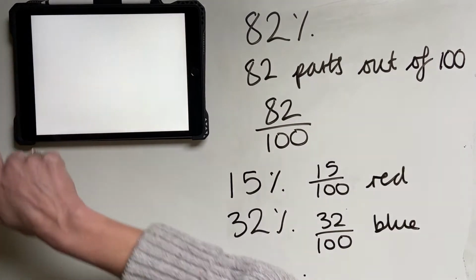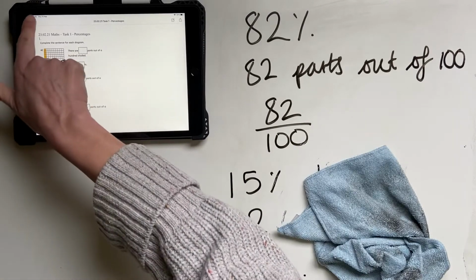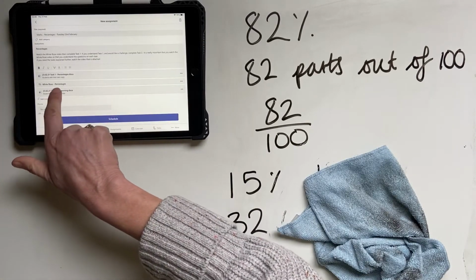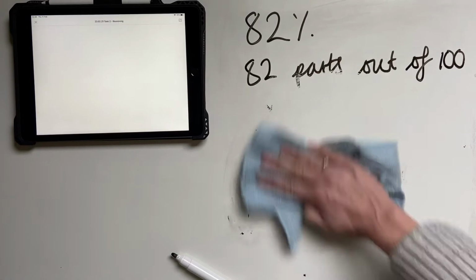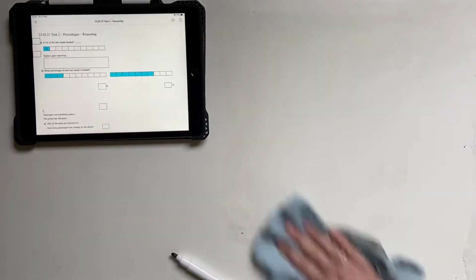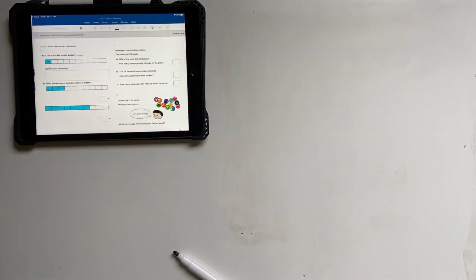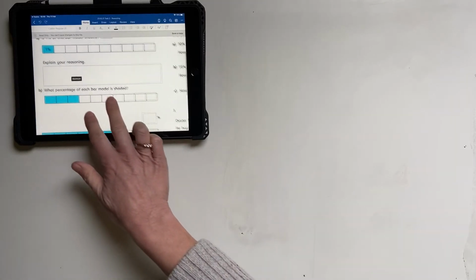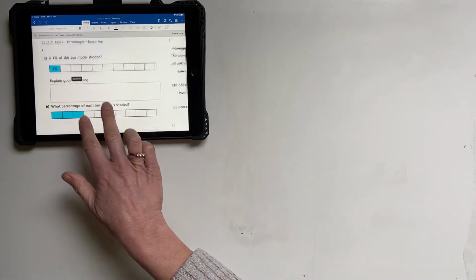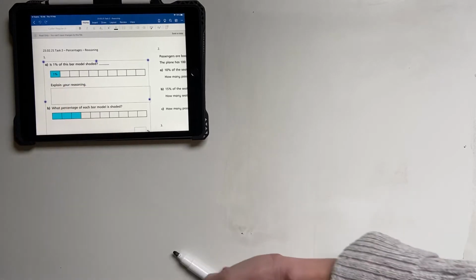So back to teams. Task 2. Open with Word. So here it has 1% of this bar shaded.